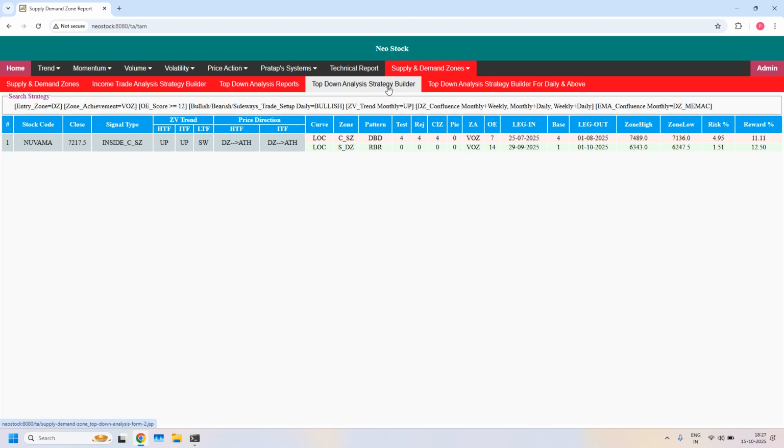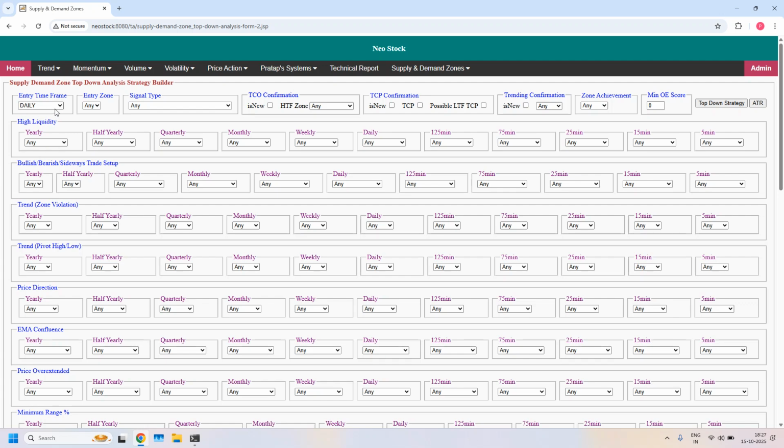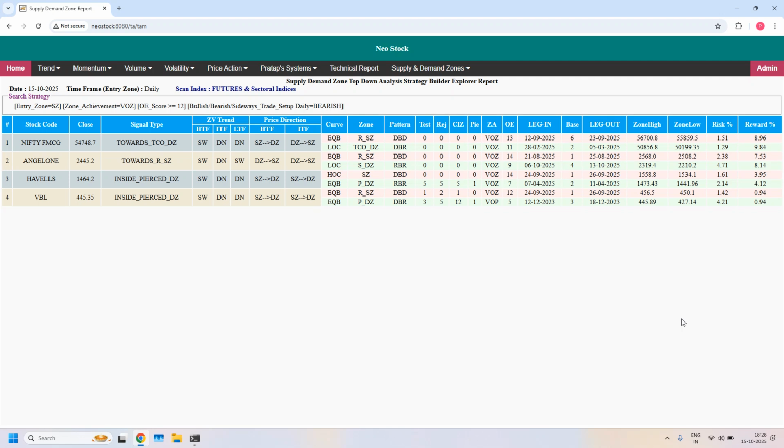Next, bearish trade setup for monthly income trade. Entry time frame daily, entry zone, supply zone, bullish or bearish. At daily I am selecting bearish, zone achievement VOZ, minimum odd enhanced score 12. And we got 4 stocks supporting bearish trade setup for monthly income trade. Entry time frame zones are daily supply zones.